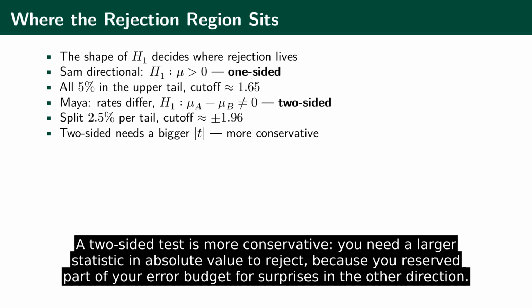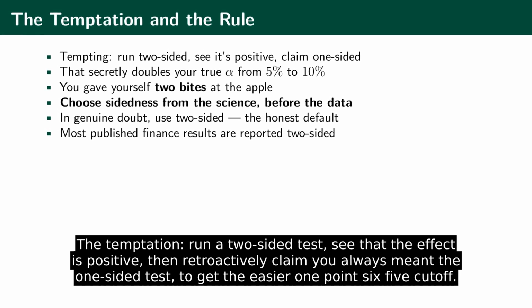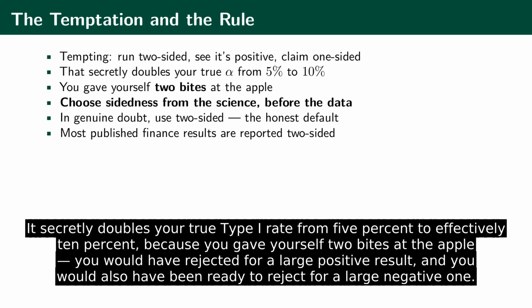This creates an obvious temptation and an absolute rule. The temptation: run a two-sided test, see that the effect is positive, then retroactively claim you always meant the one-sided test to get the easier 1.65 cutoff. That is cheating. It secretly doubles your true type-one error rate from 5% to effectively 10% because you gave yourself 2 bites at the apple. You would have rejected for a large positive result, and you would also have been ready to reject for a large negative one.